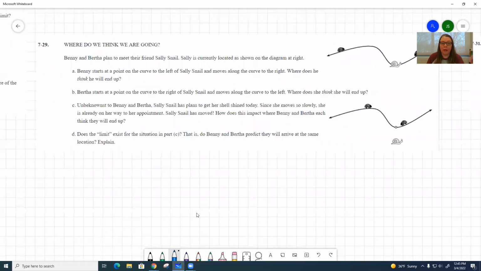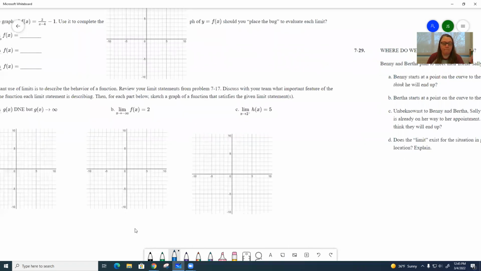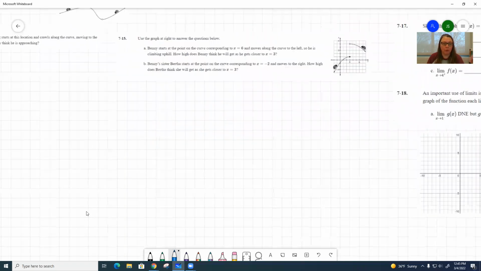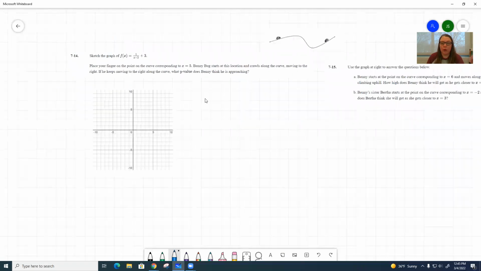So we're going to start out by thinking of two bugs on a graph. It seems silly. Okay, so I have two bugs on a graph, and when we talk about limits, what we're trying to figure out is what y values am I getting closer to as my x values get really big or really small or approach a particular number. So in the past, we've talked about end behavior and what happens as x approaches infinity or negative infinity.